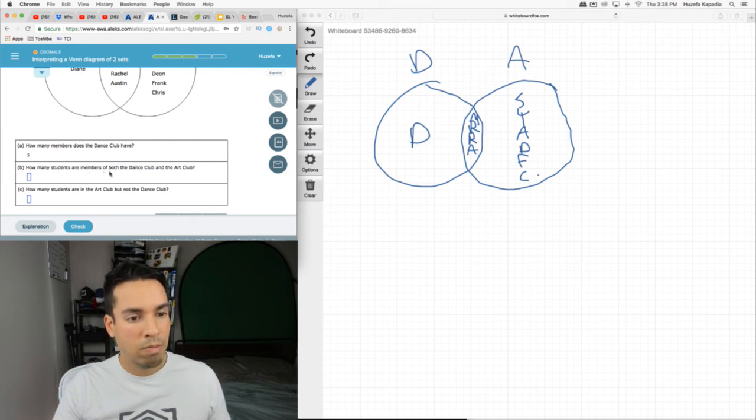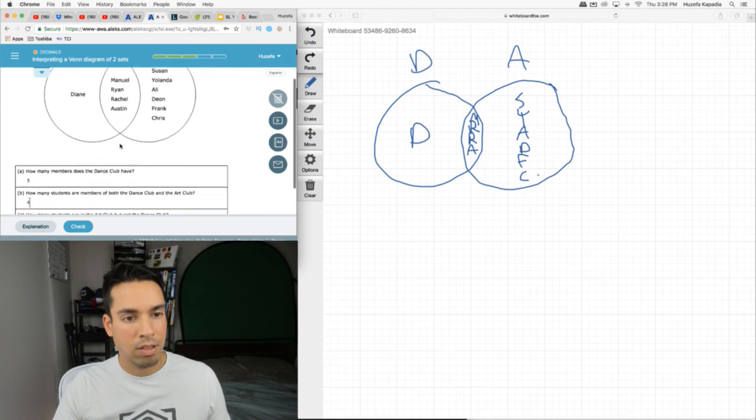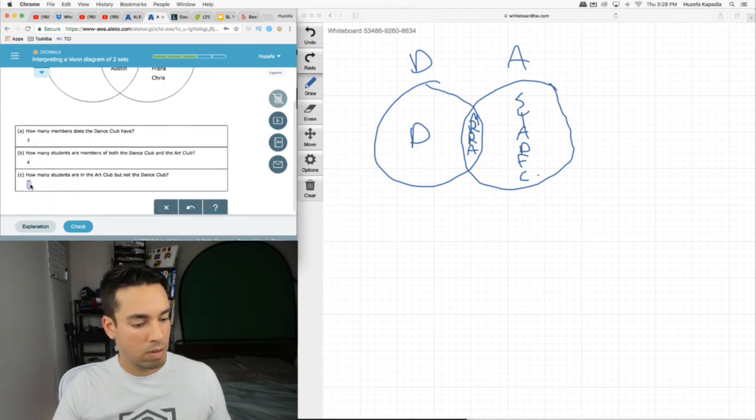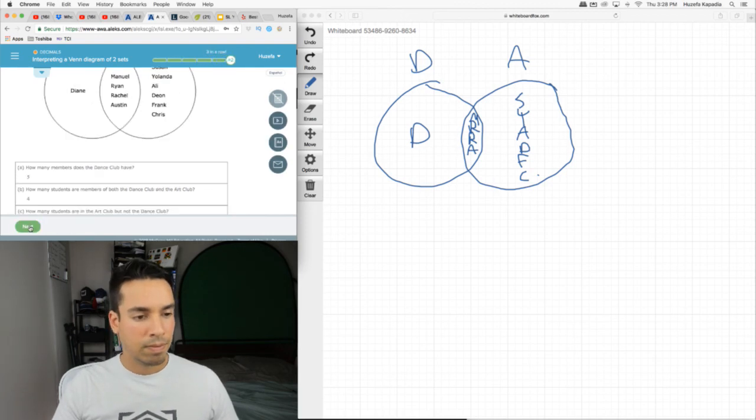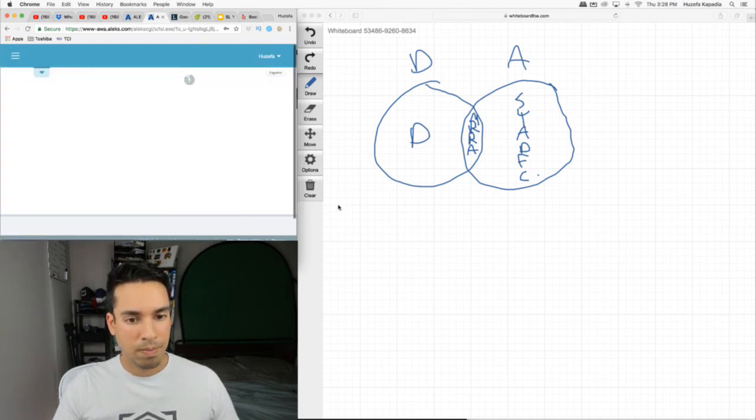How many students are members of both the dance club and the art club, meaning both universes? That's 4. And how many students are in the art club but not the dance club? So these guys are in both. We're talking about just these students. 1, 2, 3, 4, 5, 6. All right, cool. Let's keep going.